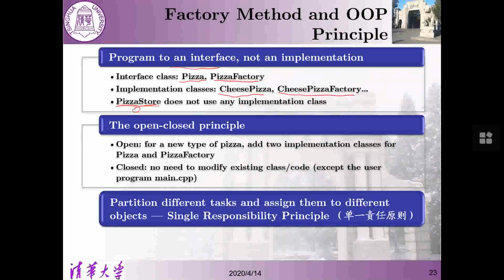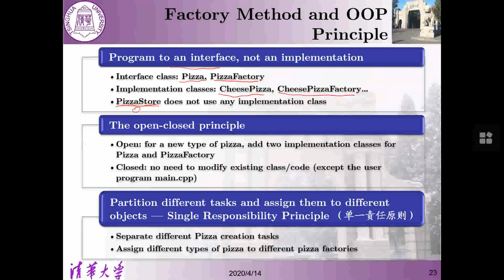Also, for each new type of pizza, actually we add a new class for that, right? So what we are doing is to partition different tasks and assign them to different objects. So this actually obeys the single responsibility principle. So we separate the pizza creation tasks and then assign those different pizza creation tasks to different objects, right? To different pizza factories. So this is single responsibility principle. Okay.